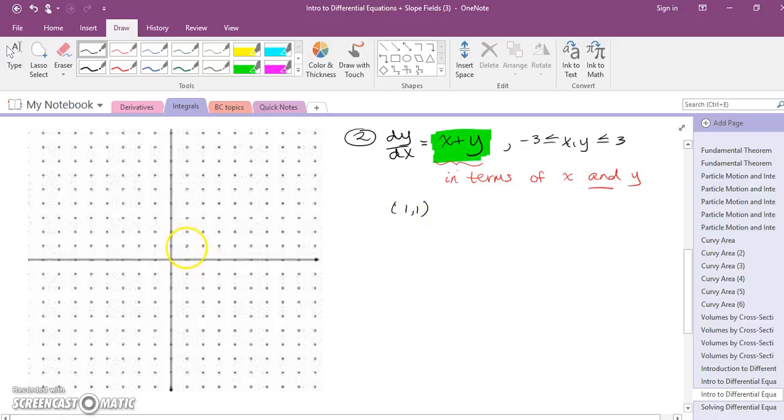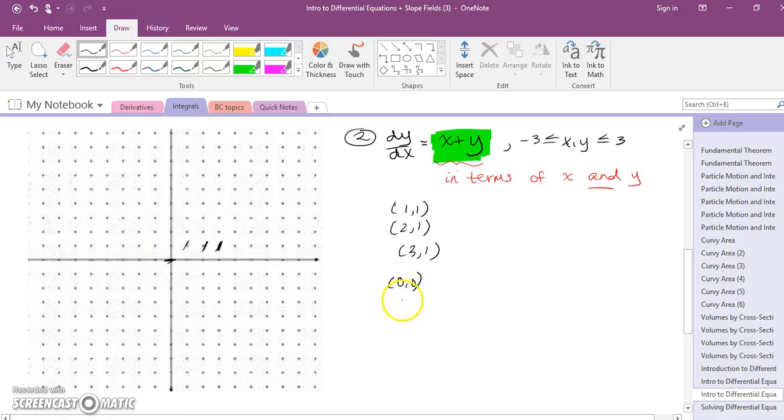So if I was at (1, 1), then my slope would be 1 plus 1, which is 2. So I'm going to picture, okay, a slope of 2 will go up 2 over 1 like that. Let's do (2, 1). 2 plus 1 is 3. So right here the slope's a little bit steeper. That slope is 3. Let's do (3, 1). That slope would be 3 plus 1, which is 4, even steeper, like that. What about (0, 0)? 0 plus 0 is 0.